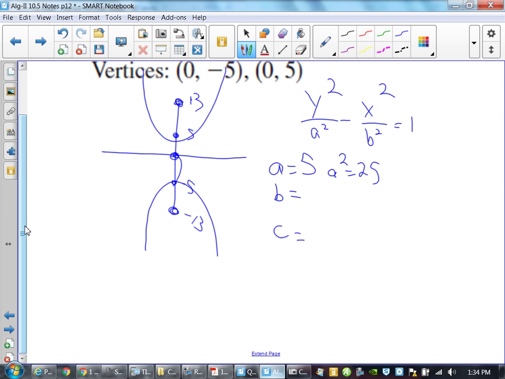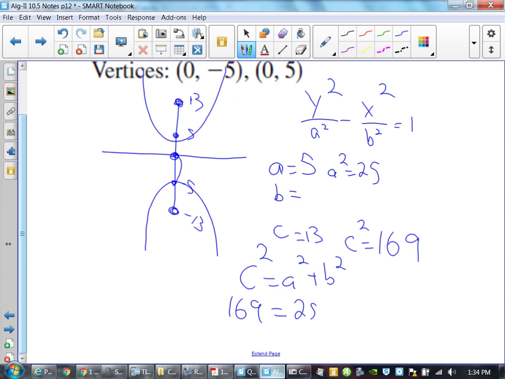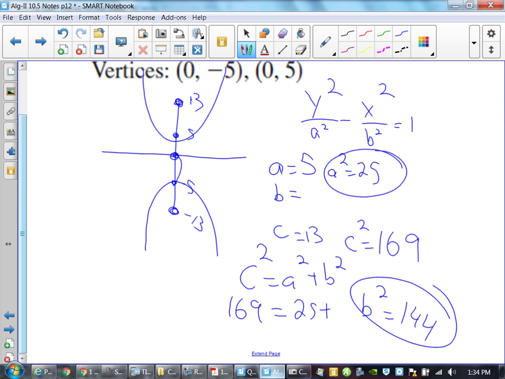Which means C squared is 169. So let's see, C squared is A squared plus B squared, and we have 169 is 25 plus what? B squared. Okay, 144. 12. Do I even care what B is? No, I just need to know what B squared is. B squared winds up being 144 because those are the two that get substituted in.